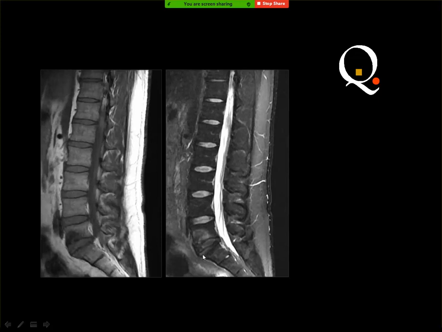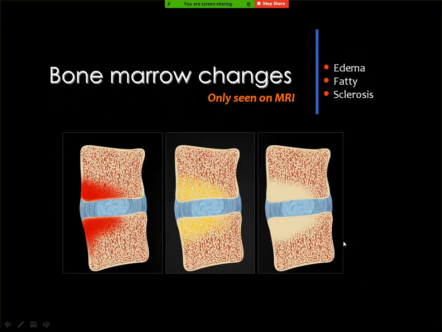of S1, and these bone marrow changes are due to edema because they appear of low signal in the T1 and high signal in the T2 weighted image. So the right answer is bone marrow edema, which is type 1 degenerative changes. As you all know, we have three types of bone marrow changes. Type 1 is bone marrow edema, type 2 is fatty infiltration, and type 3 is bone sclerosis.